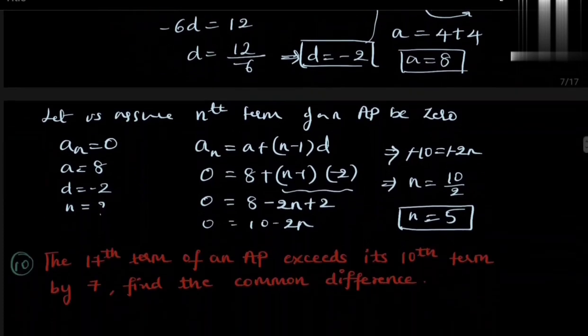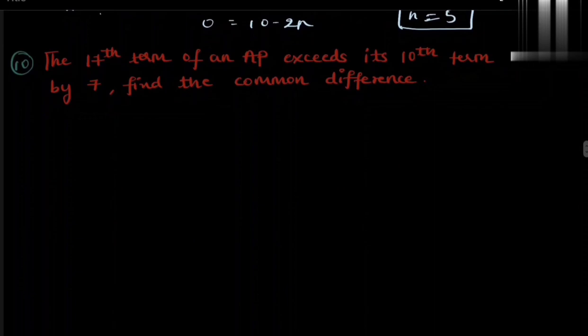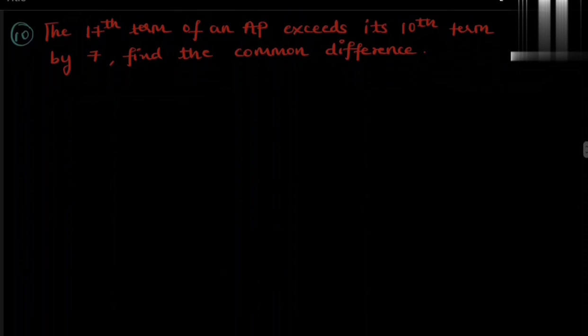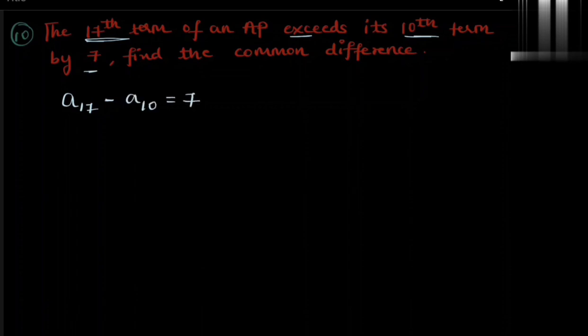Move on to the 10th question. So here the 10th one is: the 17th term of an AP exceeds its 10th term by 7. Find the common difference. So here the question is the 17th term exceeds the 10th term by 7. That means the 17th term is A17. So exceeds means difference. So A17 minus the 10th term A10 is equal to 7. So this is the form of the question here.